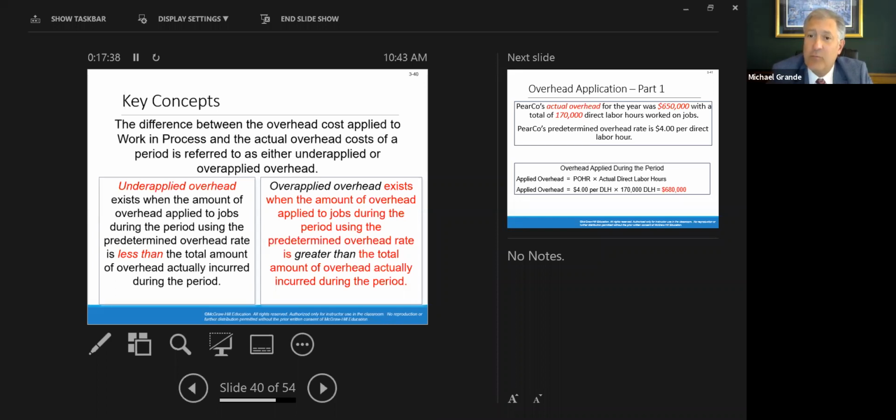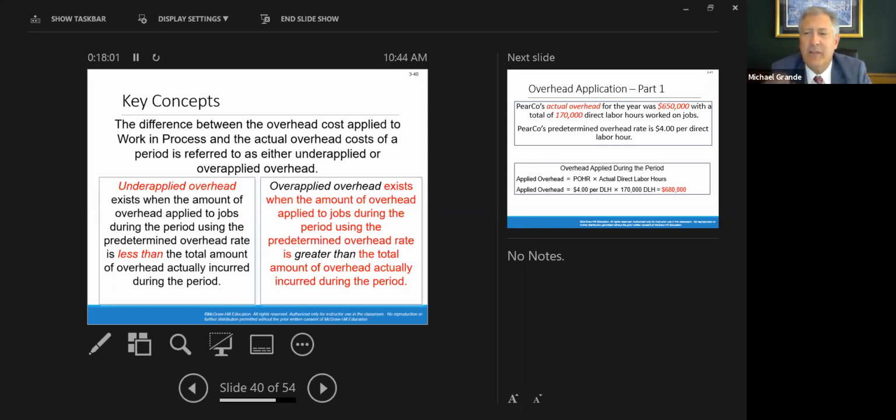Overapplied overhead exists when the amount of overhead applied to jobs during the period using the predetermined overhead rate is greater than the total amount of overhead actually incurred during the period. It means they put too much cost. Remember, the debits represent actual costs and the credits represent applied to, but they're also an estimate.